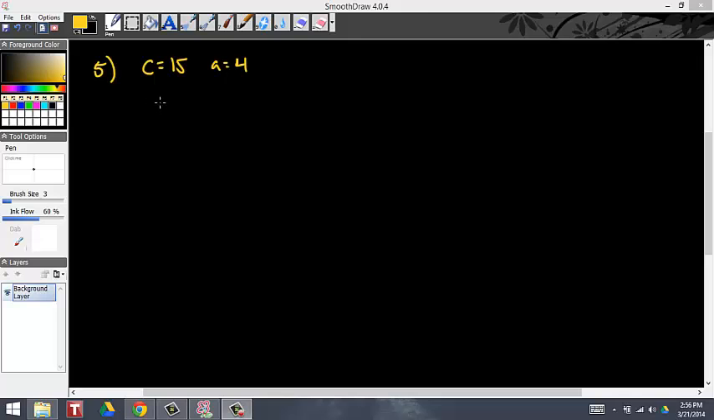Alright, first thing you want to do is draw a picture of this thing. This is 15 because right angles are always C. Let's call this angle A. Let's call this 4. Okay, to find B, it's not that hard.